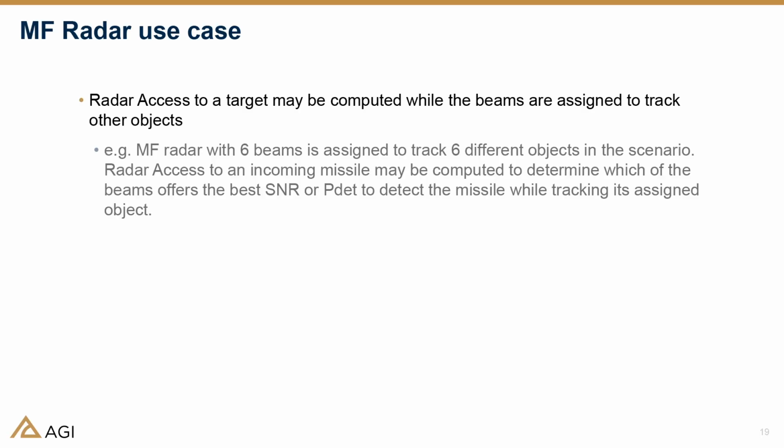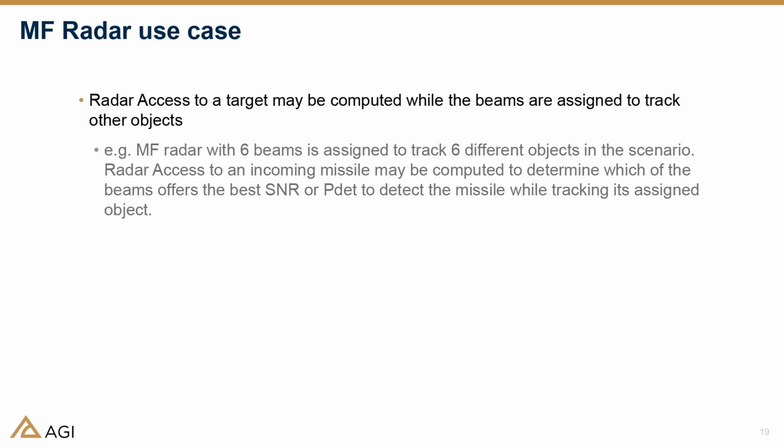So here's an example of a use case, and this is a pretty good use case of what a user would want to use multifunction radar for. Like we were saying, you can have the multifunction radar target many different objects, and each of the beams in the multifunction radar is assigned to track different types of objects that you have within your scenario. So in this case, let's imagine that we have a multifunction radar with 6 beams, and each of its beams is designated to track 6 different objects in our STK scenario.